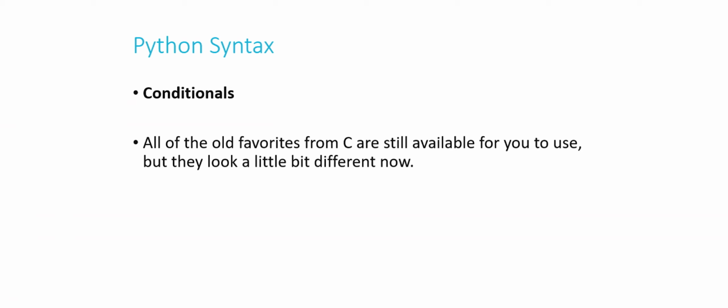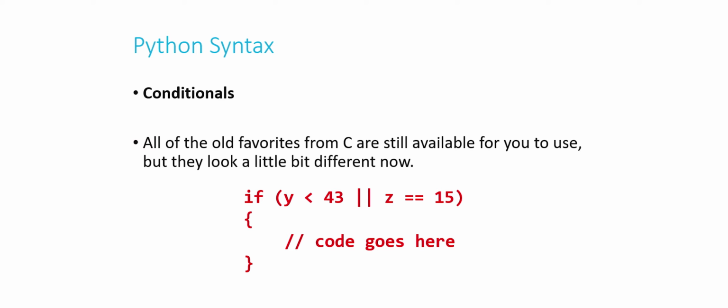The conditional statements from C are all available for you to use, but they might look a teeny bit different now. So whereas in C we might say something like this, if y is less than 43, or z equals 15, and then we have some code. That's not what it looks like in Python. It looks a little something like this.